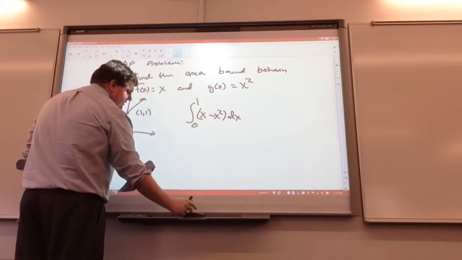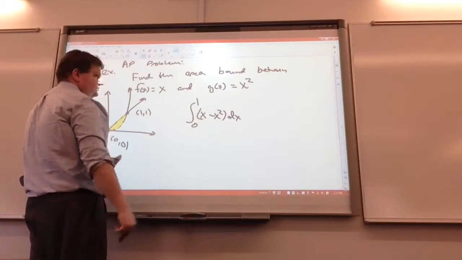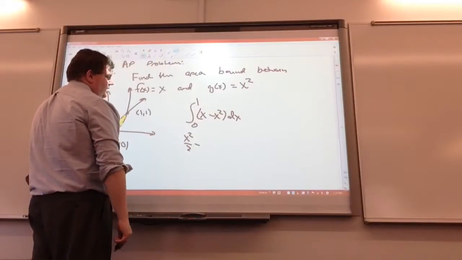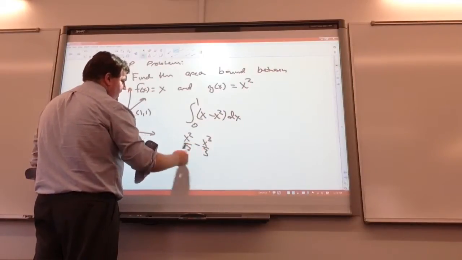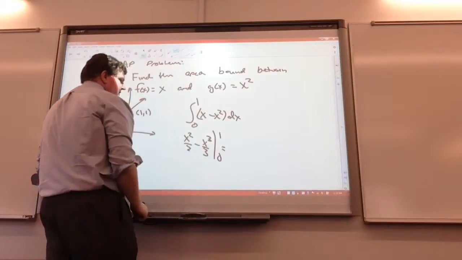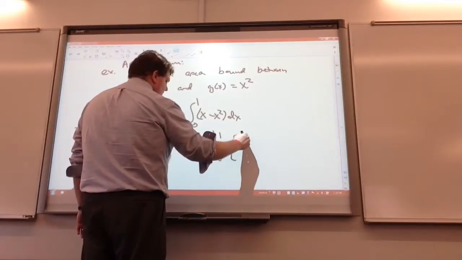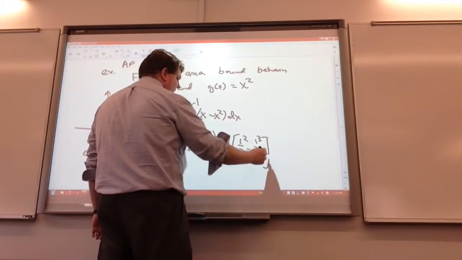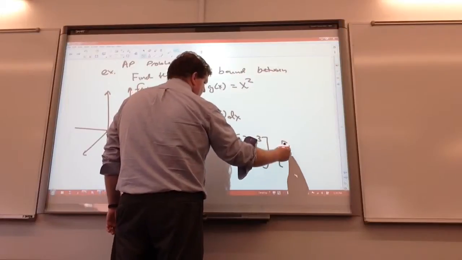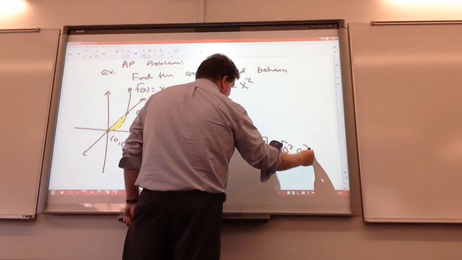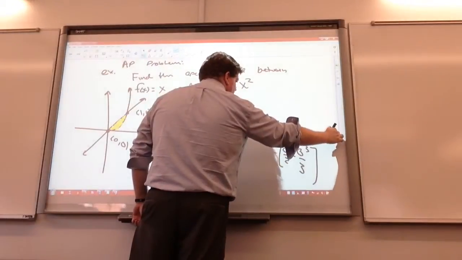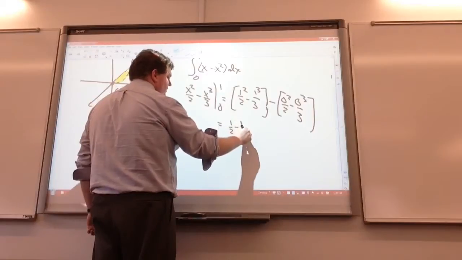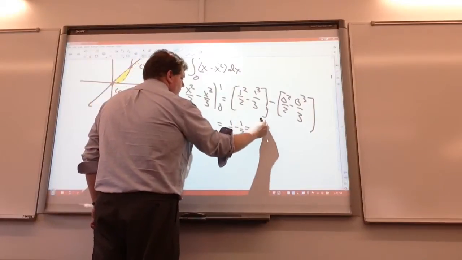What's the integral of x? X squared over 2. Integral of x squared? X cubed over 3, from 0 to 1. So that's going to give me 1 squared over 2 minus 1 cubed over 3, minus 0 squared over 2 minus 0 cubed over 3. Okay? So we work this out here, and it's going to be 1/2 minus 1/3, which is equal to 1/6.